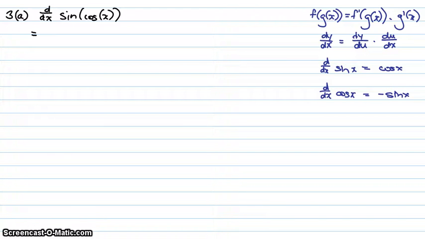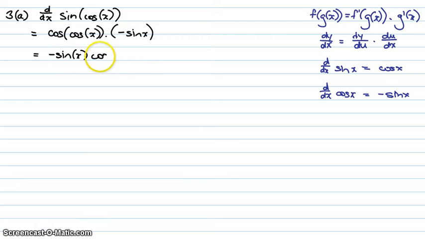So differentiate the outside. Differentiate sine, I get cosine. So I get cosine of cosine x, holding the inside constant. Multiply by the derivative of the inside. This is negative sine of x. So my final answer, just let me tidy it up a bit, is negative sine of x times cosine of cosine x.